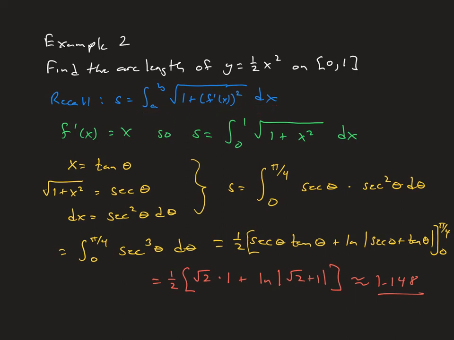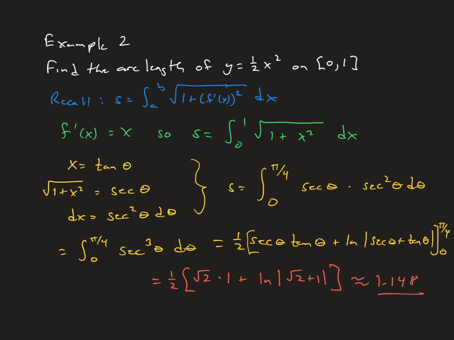The integral from a to b of the square root of 1 plus the derivative of f, that thing squared, dx. On this particular problem, y, or f of x, is 1/2 x squared, so f prime of x is just x. And so my arc length s is just equal to the integral from 0 to 1 of the square root of 1 plus x squared dx.